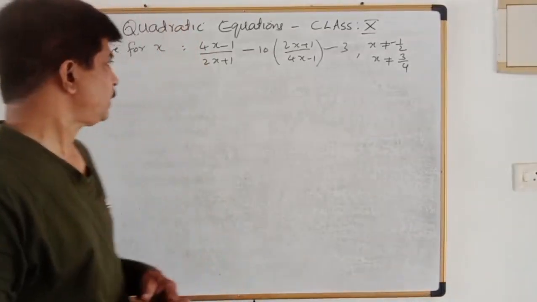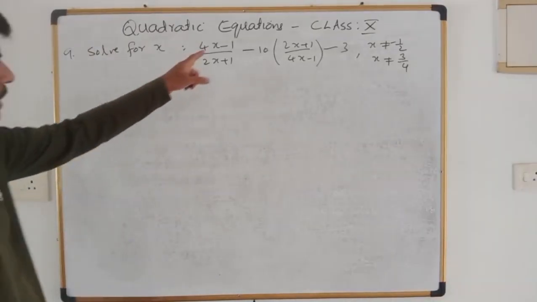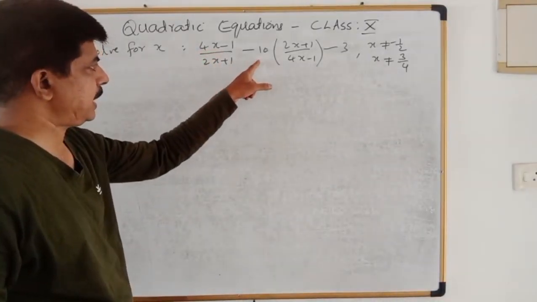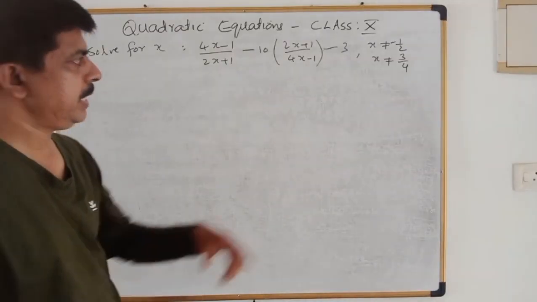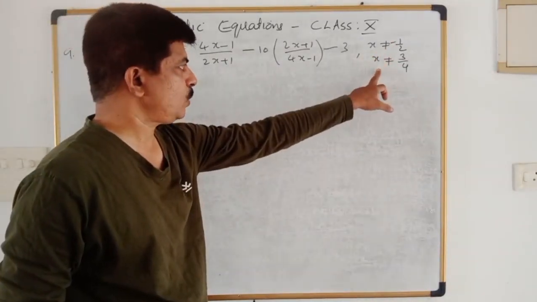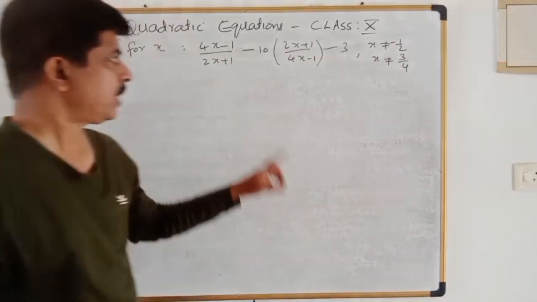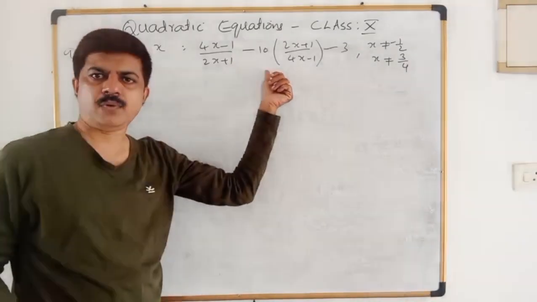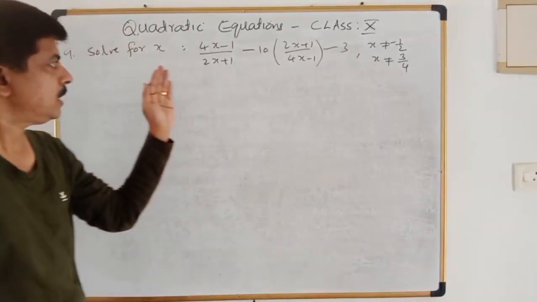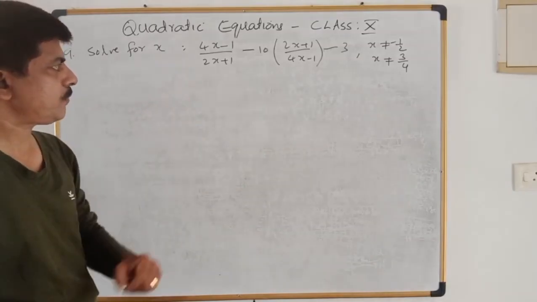Okay, this is our ninth question. Solve for x: (4x minus 1)/(2x plus 1) minus 10 into (2x plus 1)/(4x minus 1) minus 3 equal to 0, x not equal to negative 1 by 2, x not equal to 3 by 4. So this equation we have to simplify and form a quadratic polynomial and find the roots of the equation.